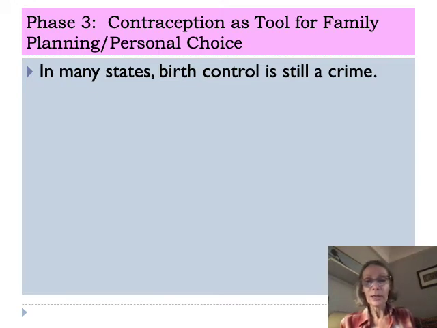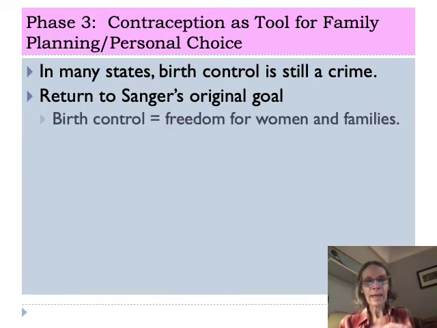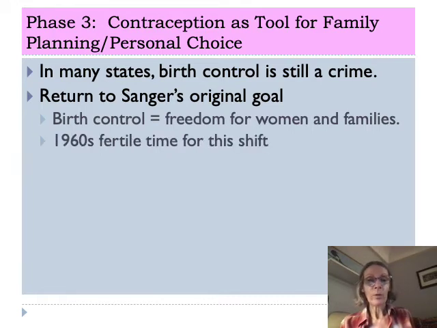But regardless, these laws still were on the books in these states, and those who wanted contraceptives to be legal wanted these laws to be challenged in the courts. And so Margaret Sanger and those who are affiliated with Planned Parenthood returned to Margaret Sanger's original goal. And that original goal is that access to contraceptives is about freedom. It's about a freedom, a right to privacy that you have, that women have, and that families have, and that the government shouldn't interfere with.